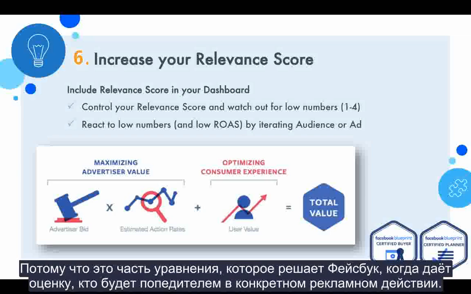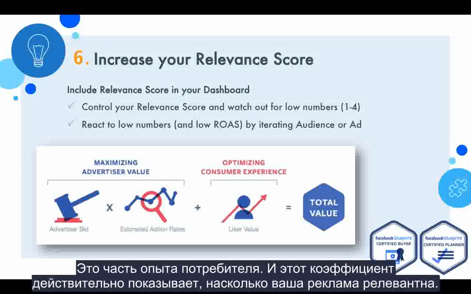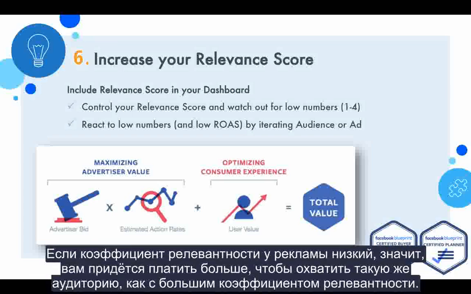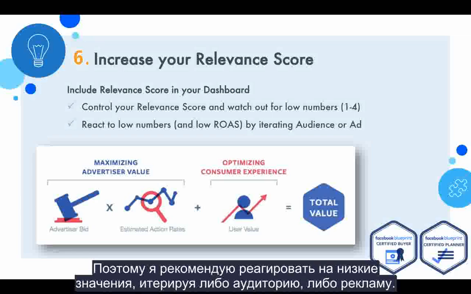Why? Because it's part of the equation that Facebook takes into consideration when it comes to judging who is going to be the winner of one specific ad auction. It's part of the consumer experience, so where it is in the user value on the right side, and it really matters if an ad is relevant to your audience or not. And if the ad has a low relevance score, what will happen is that you will basically pay more to reach the same audience as if you would have a high relevance score. And therefore I recommend to react to low numbers by iterating either the audience or the ad.